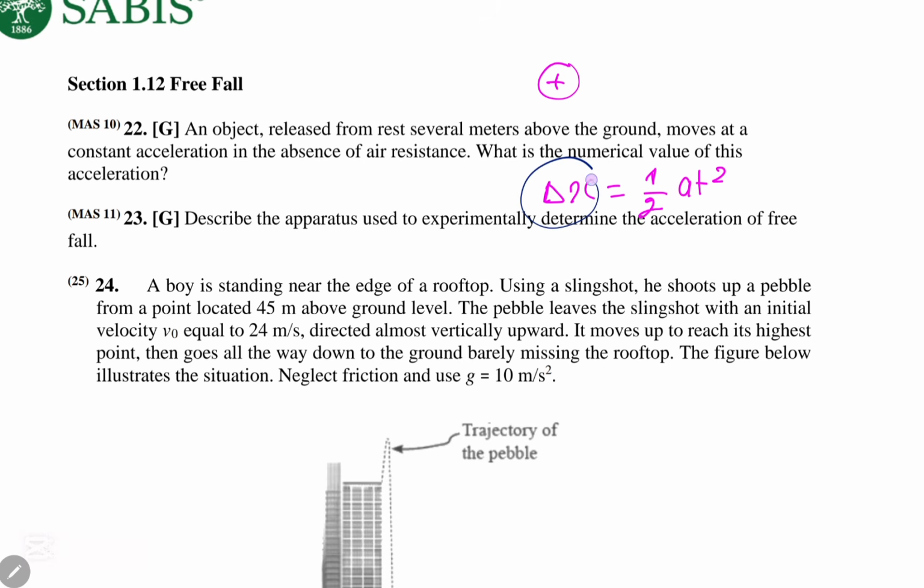Now, how do you determine the delta x? It's very simply from the ruler. You measure the distance, and you have delta x. You have the time, so you can now find your acceleration. There you go. Very simple, very easy, okay?